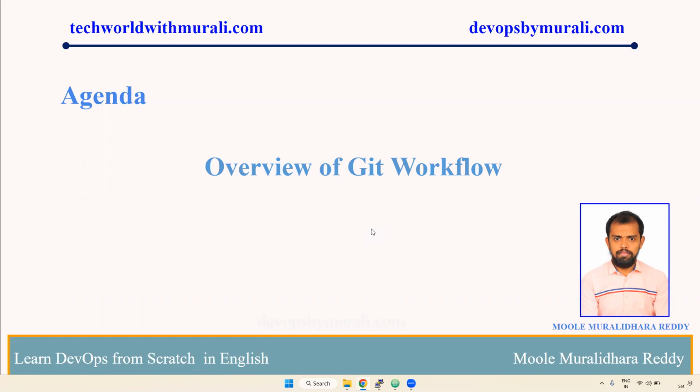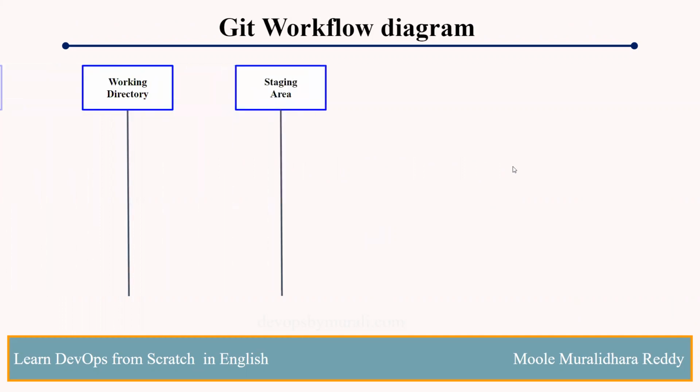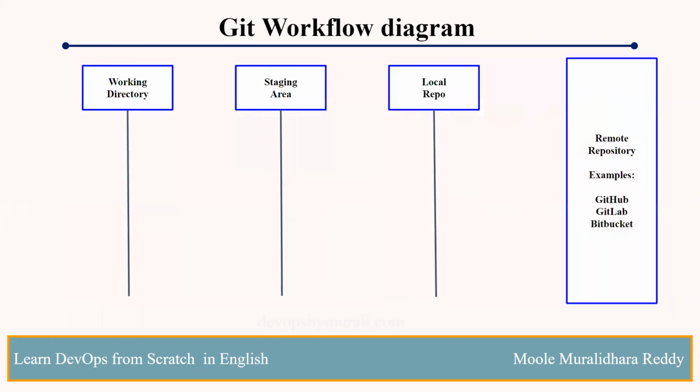In this video, we are going to discuss the Git workflow. In the Git workflow, we have three steps: one is the working directory, then the staging area, and the local repository. Then there is the remote repository. We can see it step by step. First is the working directory, then the staging area, then we have a local repository, and also we have a remote repository. Remote repository is nothing but GitHub, GitLab, Bitbucket.